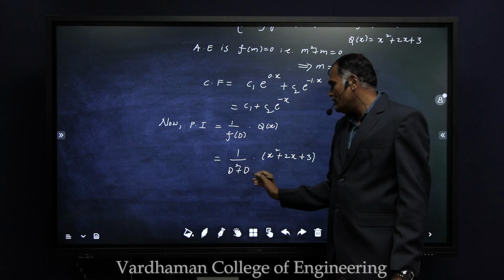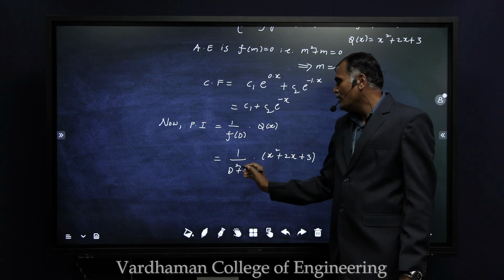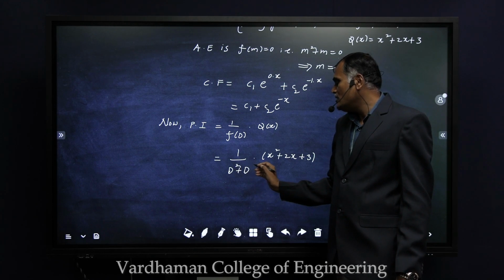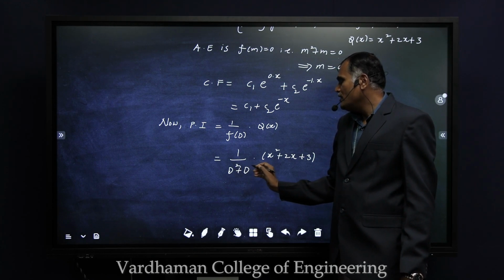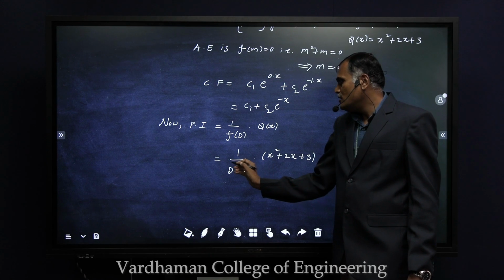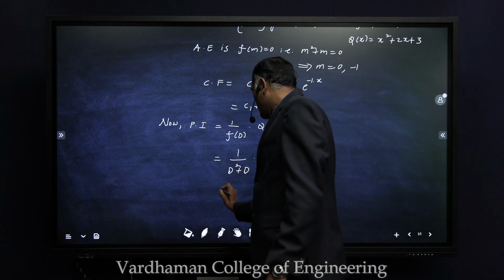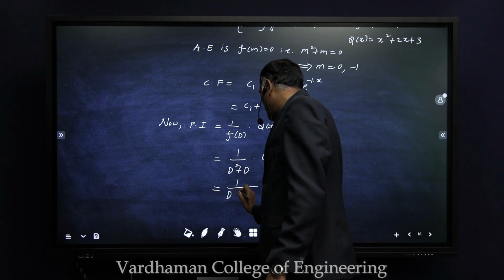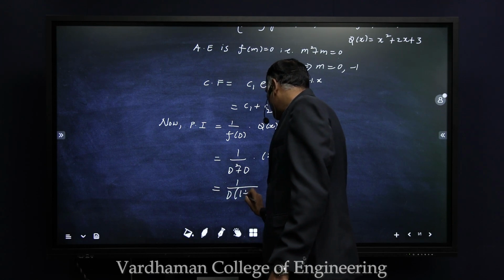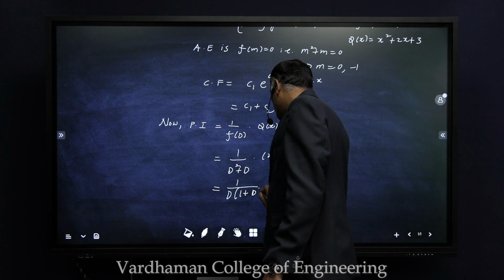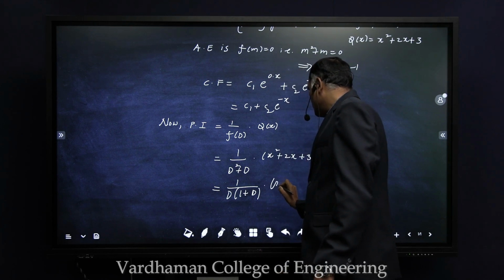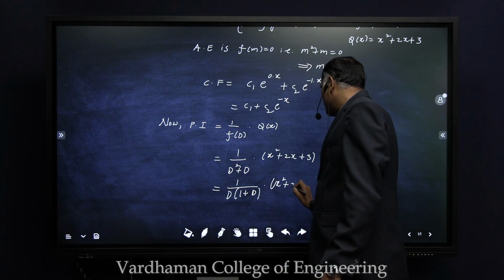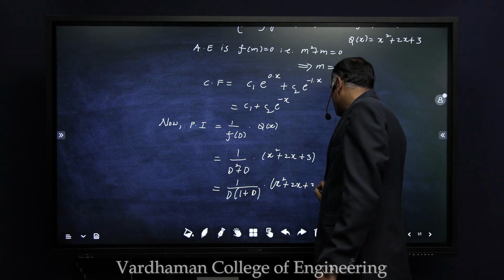In this case, the least degree term is D. Now here we have D square and D power 1. D power 1 is the least degree term, so we write D power 1 outside. By taking D outside, we get 1 plus D square by D, that is D, into Q, x square plus 2x plus 3.